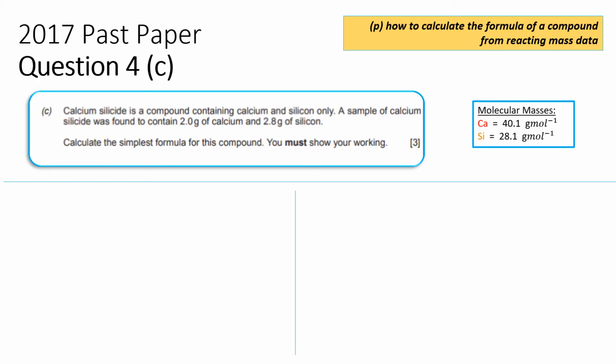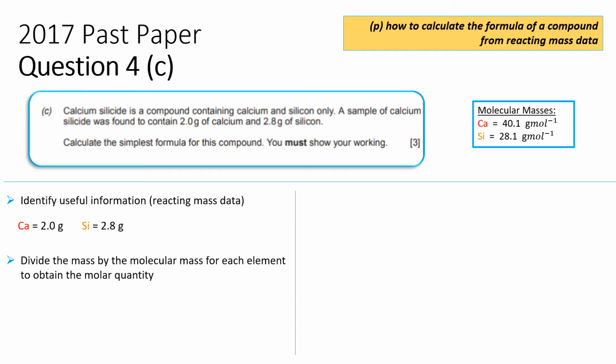The first past paper question is question 4C from 2017. Calcium silicide is a compound containing calcium and silicon only. A sample of calcium silicide was found to contain 2.0 grams of calcium and 2.8 grams of silicon. Calculate the simplest formula for this compound. You must show your working, and it's worth 3 marks. So step 1, identify the information. In this case, it's the reacting mass. Calcium is 2.0 grams and silicon is 2.8 grams.